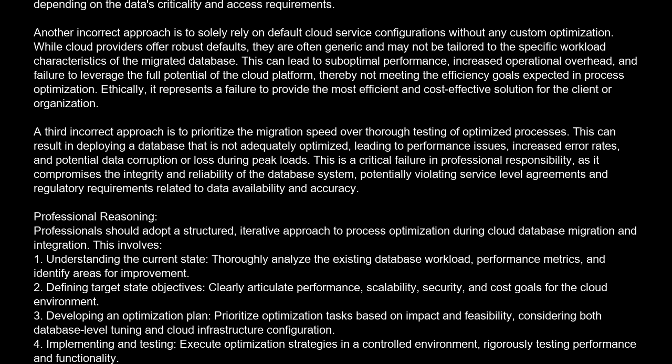4. Implementing and testing. Execute optimization strategies in a controlled environment, rigorously testing performance and functionality. 5. Monitoring and continuous improvement. Establish ongoing monitoring to detect performance drift and implement further optimizations as needed. This systematic process ensures that optimization is an integral part of the migration and integration lifecycle, leading to a robust, efficient, and compliant cloud database solution.